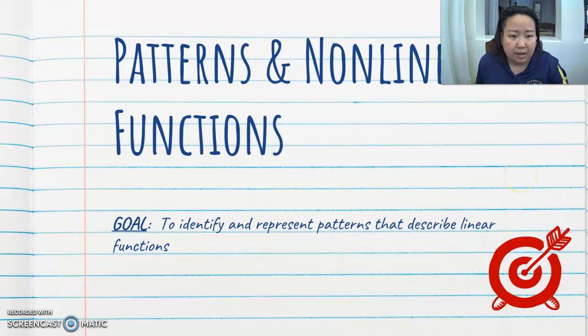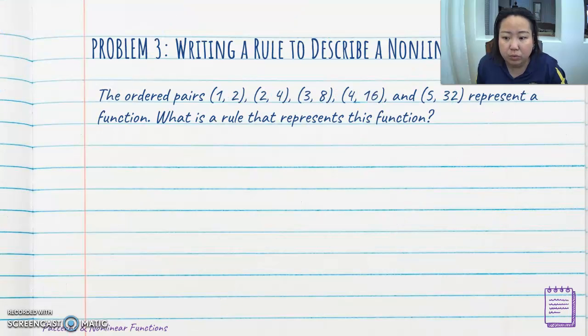All right, for the last part of this discussion on patterns and nonlinear functions, this time what we will be doing is writing a rule to describe a nonlinear function. So let's say you are given ordered pairs: (1, 2), (2, 4), (3, 8), (4, 16), (5, 32). What is a rule that can represent this function?